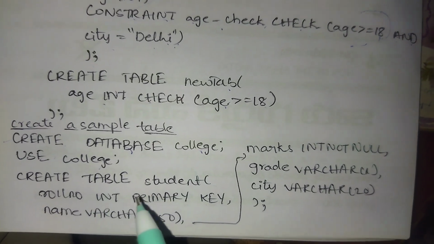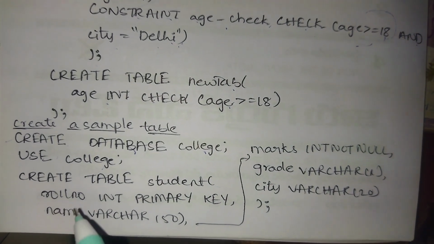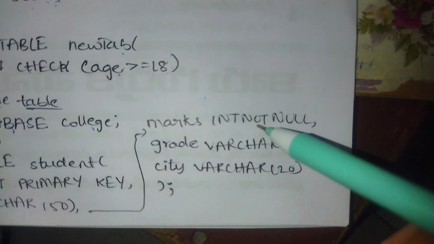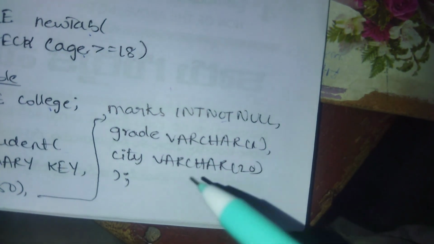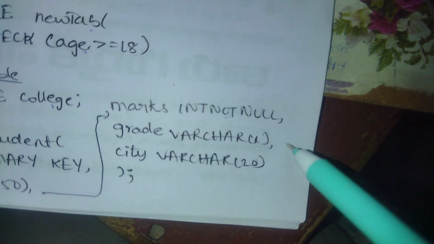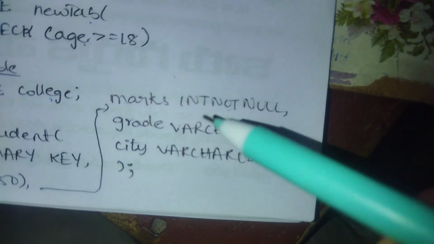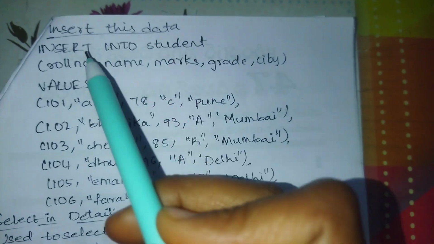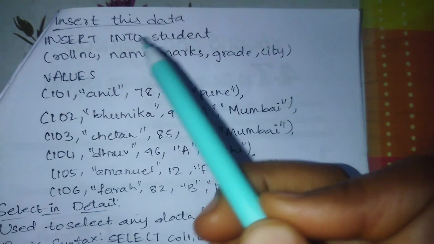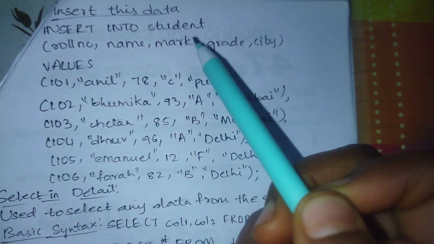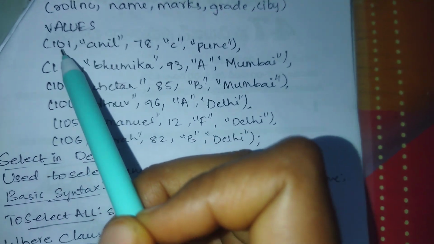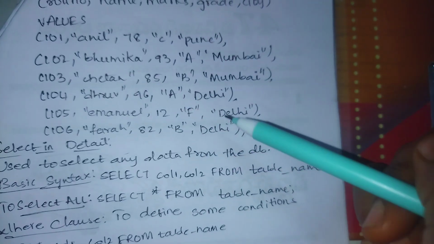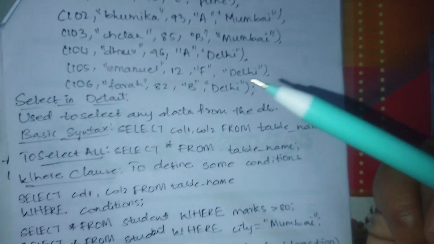Roll number integer, roll number value. This is a primary key, it comes first. Name varchar 50 size, marks integer null, grade varchar 1. Grade is the representation according to marks. City varchar 20, close. Insert this data, insert into student, inserting the values roll number, name, marks, grade, city. Values are 101 to 106 with names, marks, grade, area.